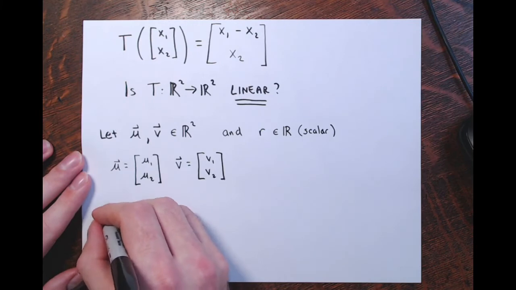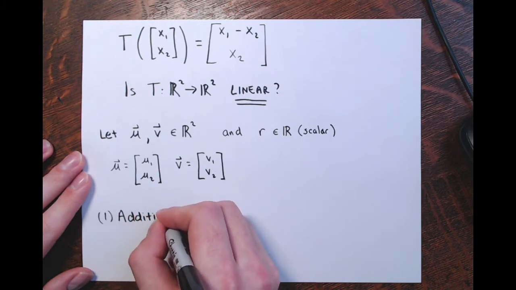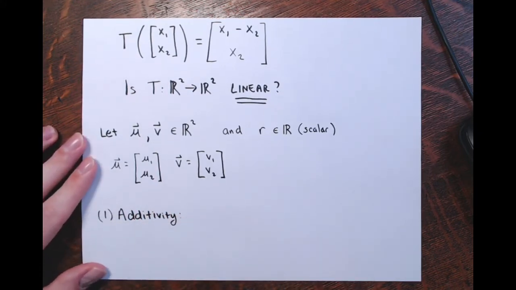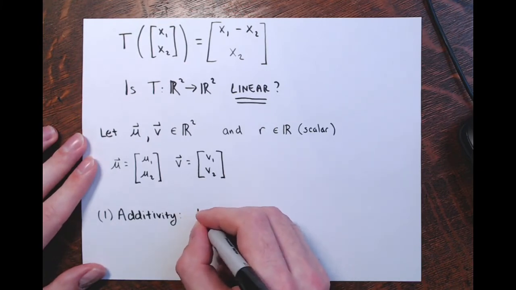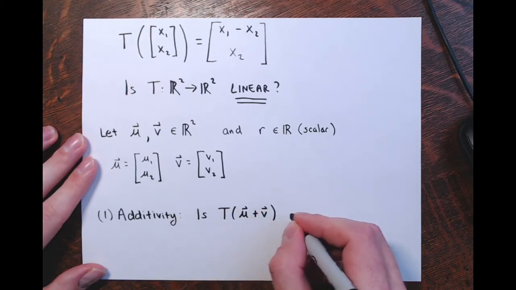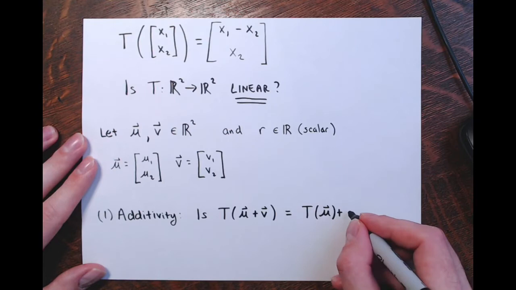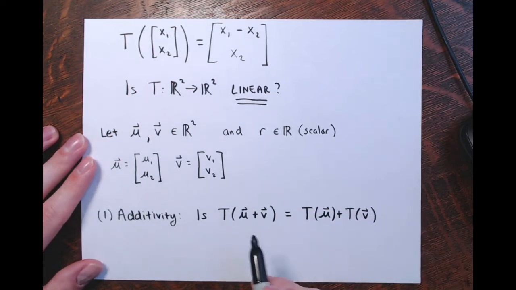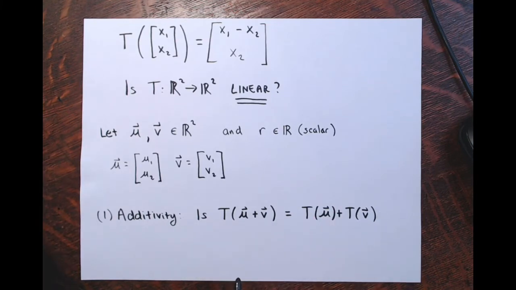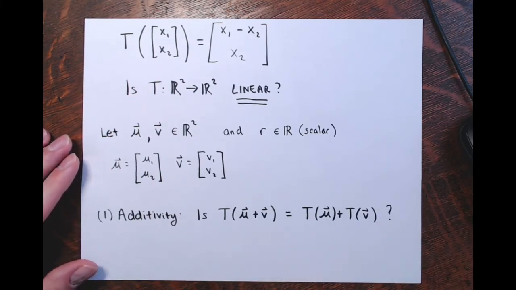All right, so the first check, the additivity property. So the big question here is: is the value of T at u plus v always going to be equal to the value of T at u plus the value of T at v? It's almost like you're distributing the T, even though it's not distributing, but it looks like it. Applying the transformation to u plus v gives you the same result as if you apply it to each of the vectors separately and then add them.